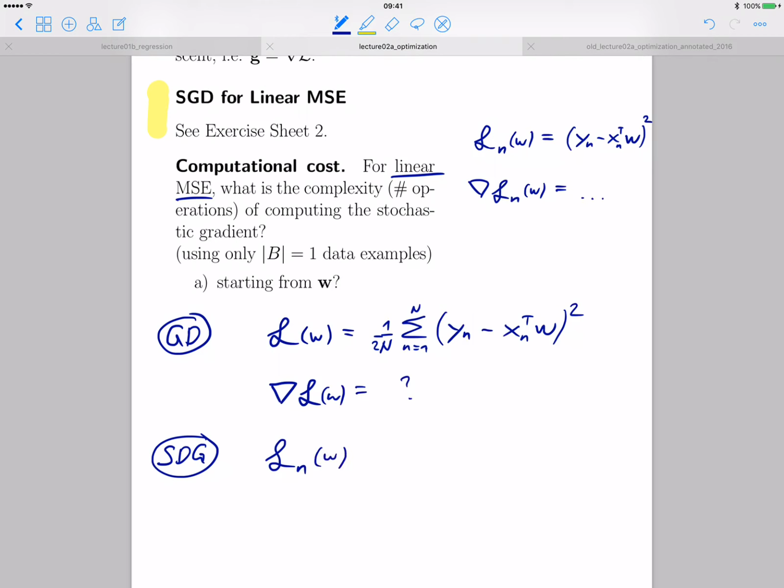So the function ln, which our entire function is the average of, what is that? Well, it's just this part. That's ln, actually with a 1/2. Okay, that's the contribution of the nth data point to the error, right? Xn is the vector and W is the vector. We multiply them together, we get a number. So it's very easy to compute the gradient of that one.